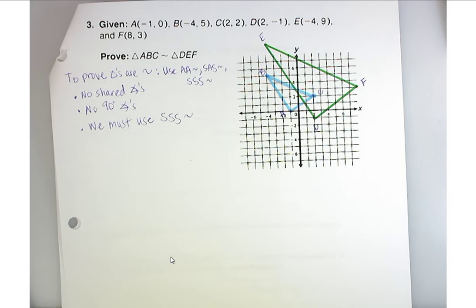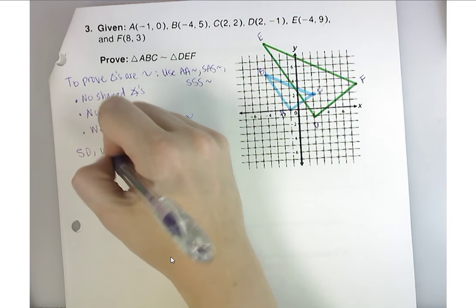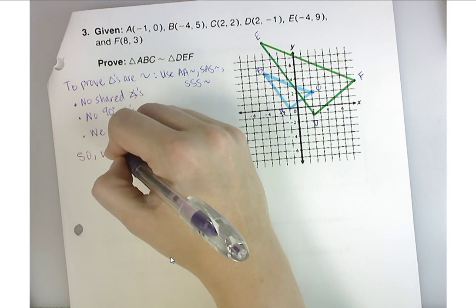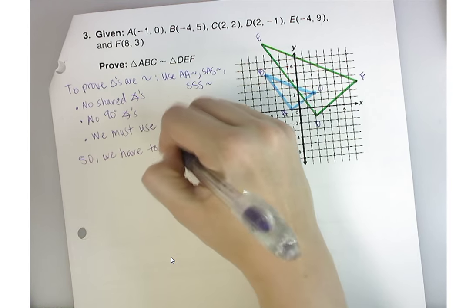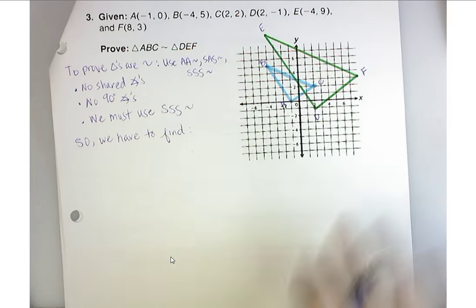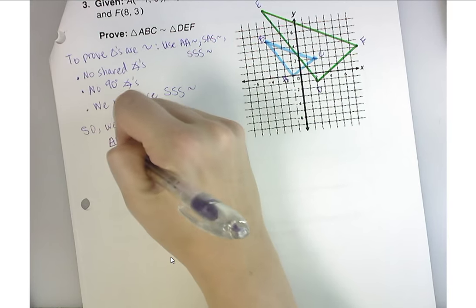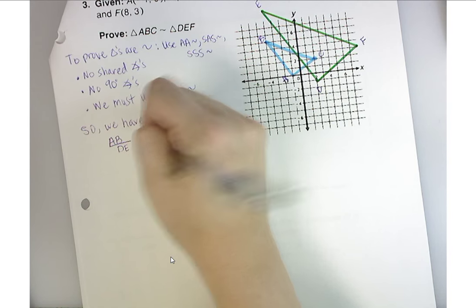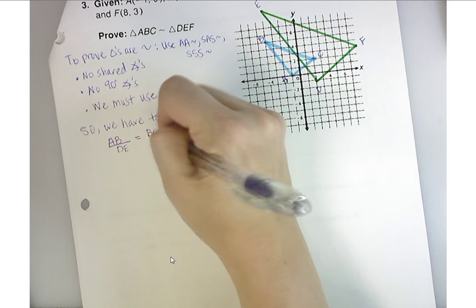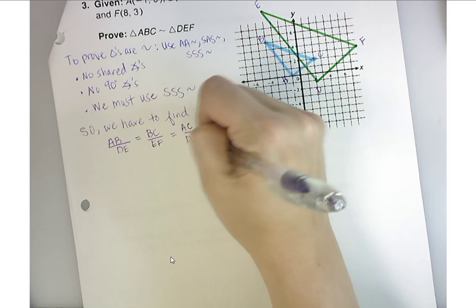Okay, so if we're using side, side, side, what do we know about all the sides? Yeah, they're all proportional. So we have to find that they're proportional, which means AB over DE, that ratio would have to be equal to the ratio of BC over EF. And that would have to be equal to AC over DF.